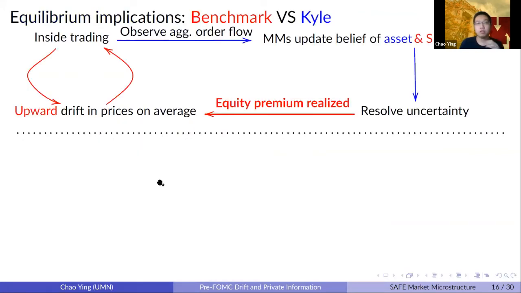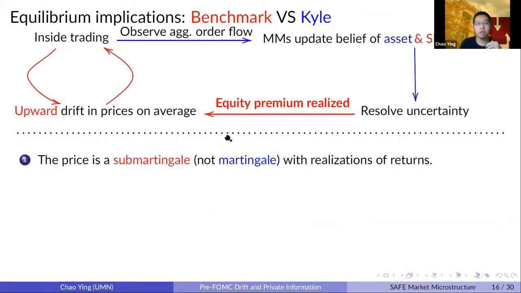Okay, next I will show you the equilibrium implications. Here I use the figure at the beginning to highlight the intuitions of these equilibrium implications. The first is that the equilibrium price is a sub-martingale instead of a martingale, which is expected to increase over time. This is because of the realization of equity premium when there is uncertainty resolution.